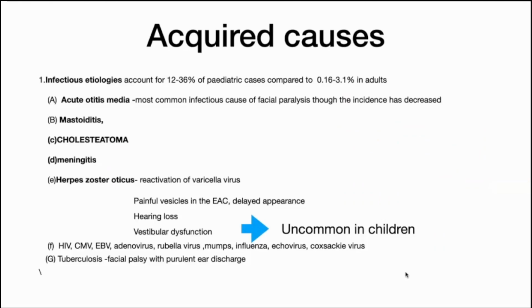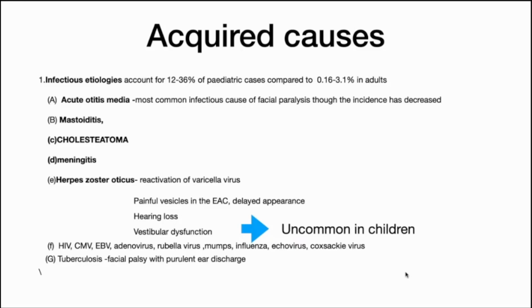Coming on to the acquired causes, the infectious etiologies account for about 12 to 36% of pediatric cases, as compared to about 0.16 to 3.1% in adults, and are one of the commonest causes of facial palsy in children. The commonest cause is acute otitis media, though the incidence of facial palsy associated with acute otitis media has gone down because of the availability of so many good antibiotics. Mastoiditis can cause facial nerve palsy. Cholesteatoma, yes. Meningitis.